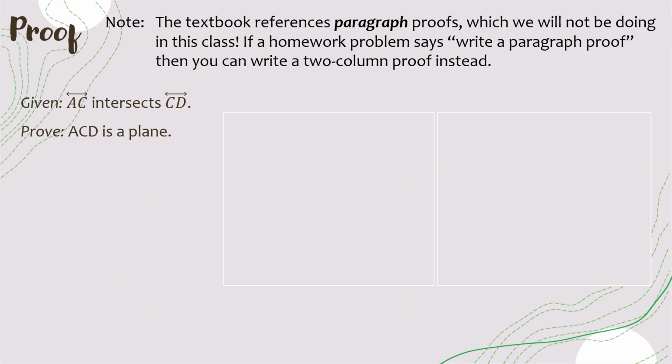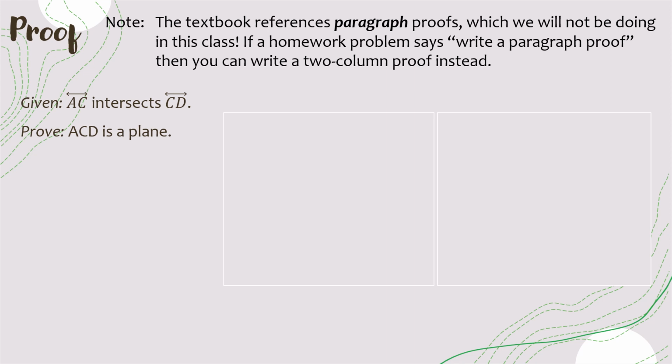Before we move forward with an example, I just want to note that the textbook does reference something called paragraph proofs, which is the same idea, just written without our 2-column format that we're going to be sticking with. We're not ever going to write paragraph proofs in this class. They are less formal, and they're just honestly a little bit more annoying to write. So we're not going to bother.